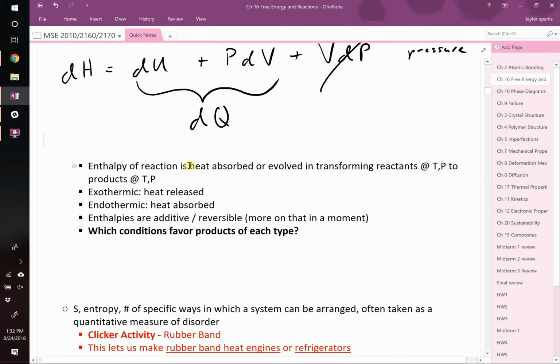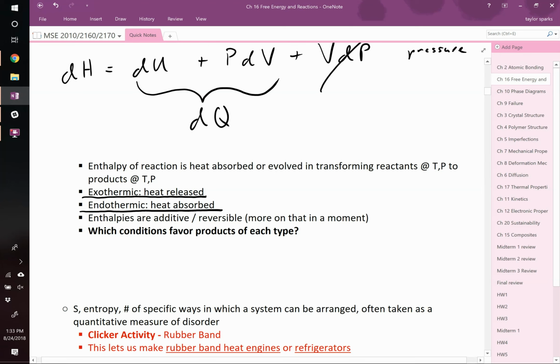First off, if it gives off heat, we call that exothermic. That means that dq is positive. Exothermic means that heat is released. If it absorbs heat, then it's endothermic, and that means it's getting colder, basically. It has to absorb heat, so it's getting colder. You've seen or heard of these before, exothermic versus endothermic. That's our first thing that we're going to learn from enthalpy here. Now, enthalpies are additive and reversible, and I'm going to talk more about that in a moment.